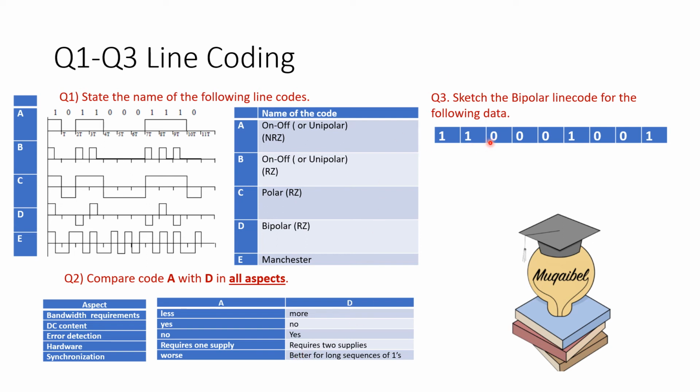And the last problem, for question number 3, is to sketch the code. We asked for bipolar, and there is the sketch. 1 should alternate between positive and negative, 0 is transmitting nothing.